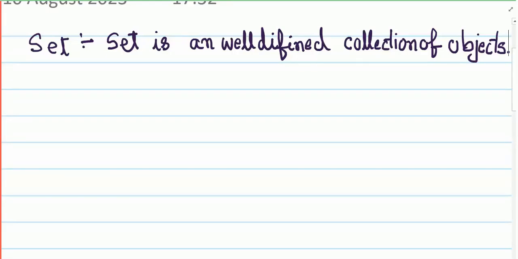Namaste viewers. Today we are going to start with the definition of a set. Here on the screen I have written: a set is a well-defined collection of objects.